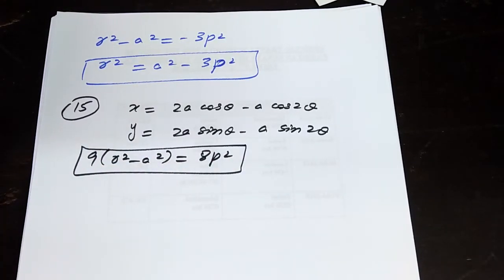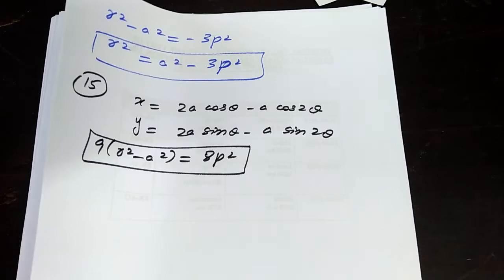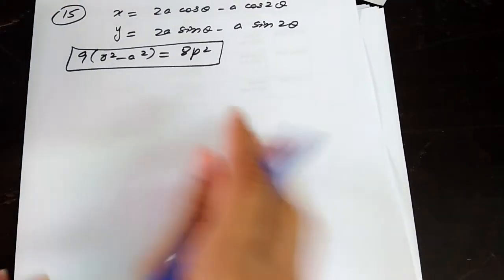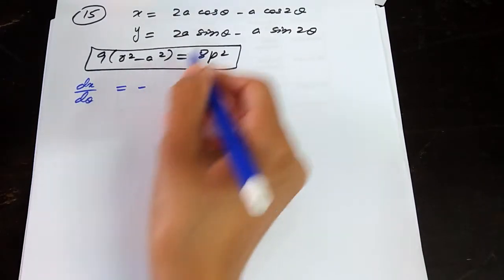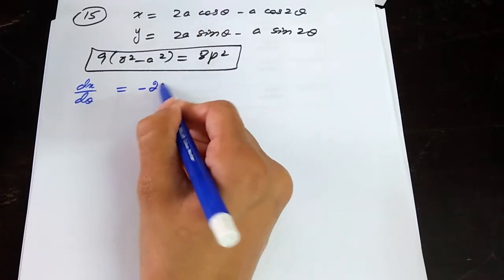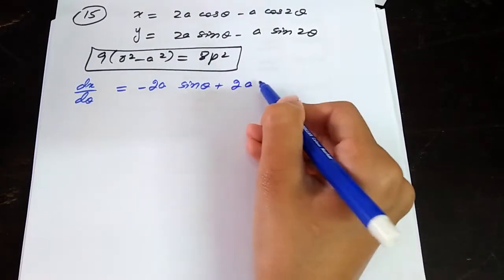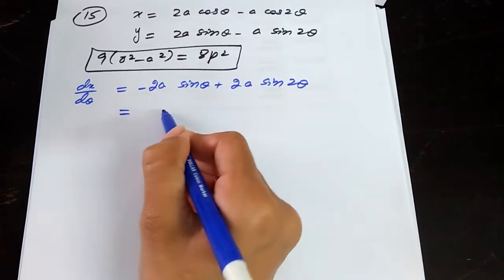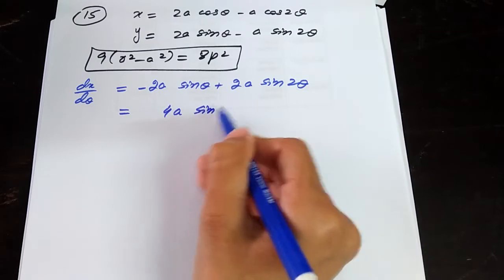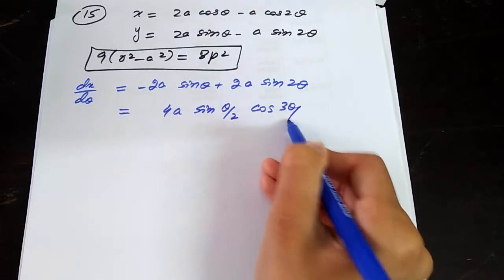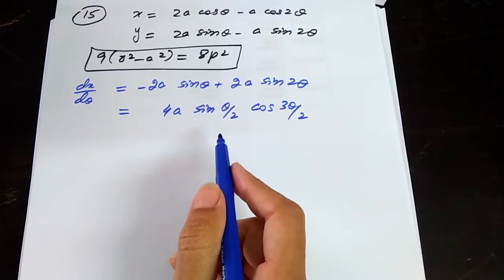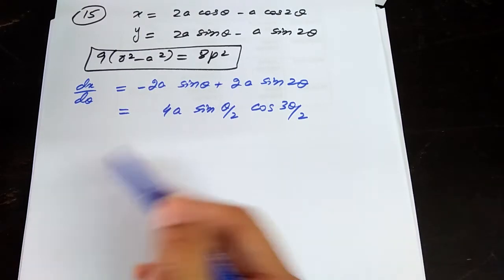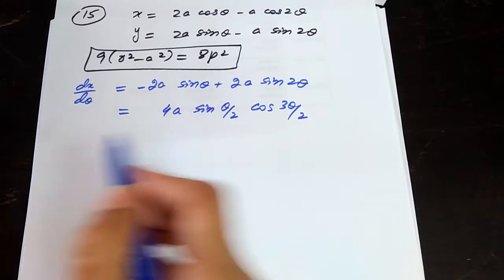First of all, we need to do what? We have to find out the equation of tangent. For that purpose, we need the value of slope. So, first of all, we need the value of dx by d theta. That is, after finding the derivative, we will get minus 2a sine of theta plus 2a sine of 2 theta. After simplification, we get here 4a sine theta by 2 cos 3 theta by 2. I have used here that formula that I have showed you from the first year book, the subtraction or addition into the product conversion. You have to use that conversion here.